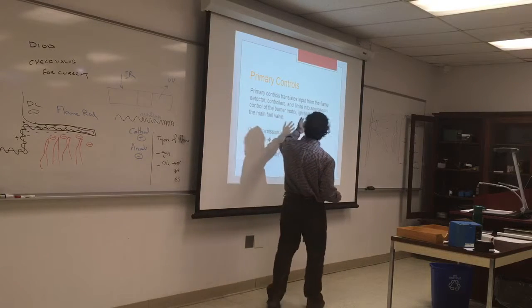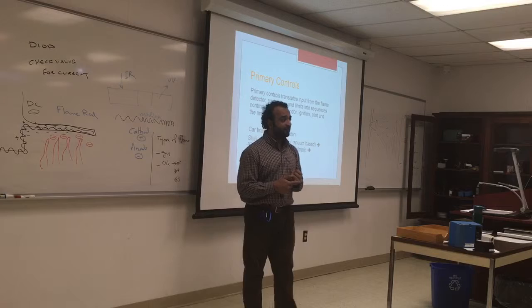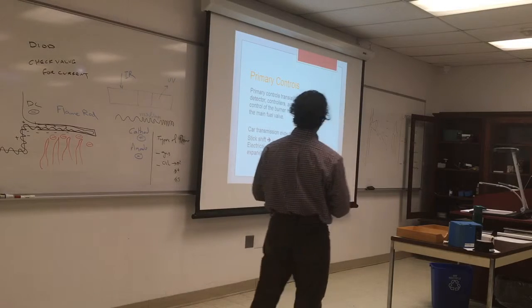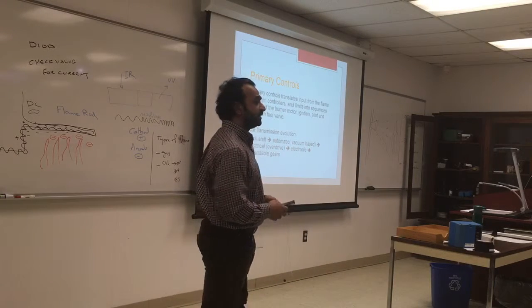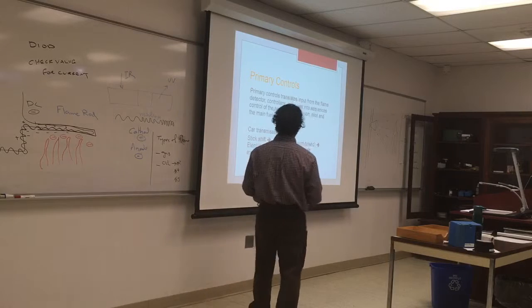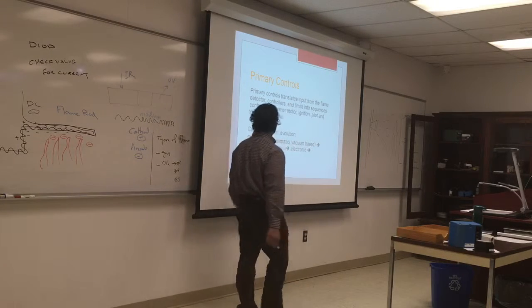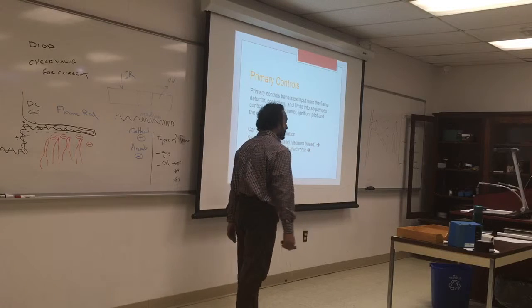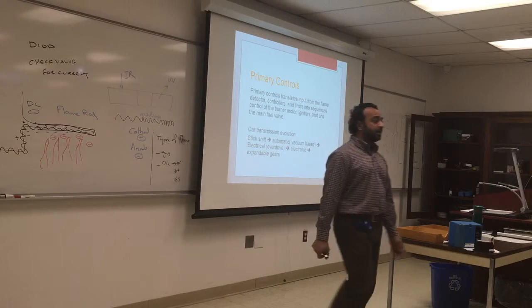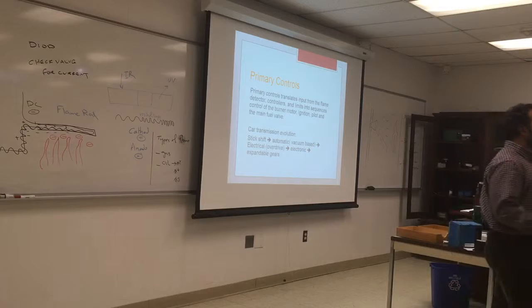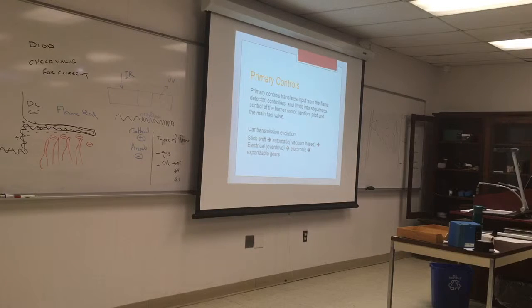So the control translates input from the flame. We have flame, we have airflow, we have some inputs, and based on that, it will activate a sequence of events by turning on the burner motor, ignition, pilot, or the main fuel valve. Unlike residential, where we just ignite the oil, in industrial, we always have a pilot or a small flame to activate first, then we turn on the main flame.